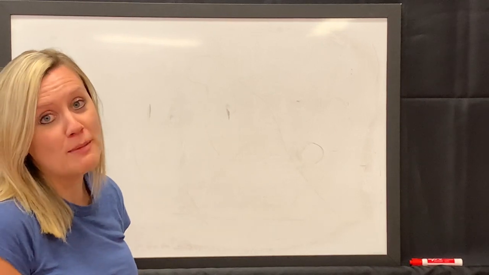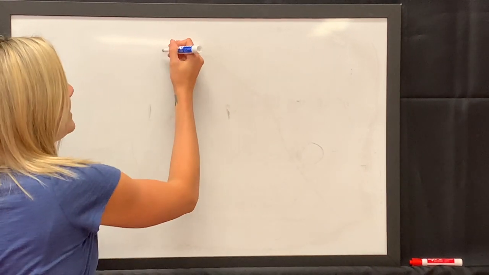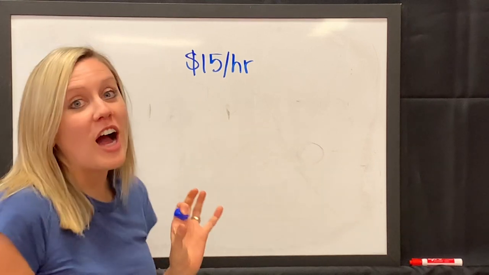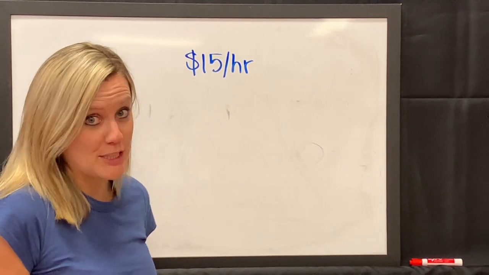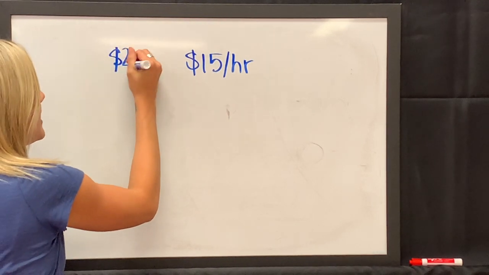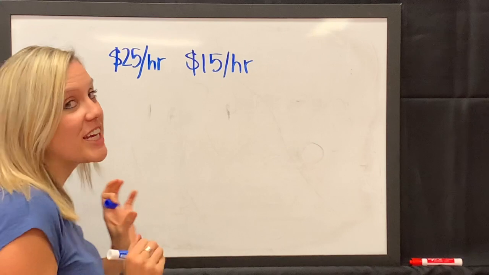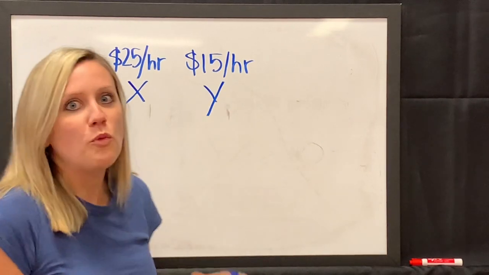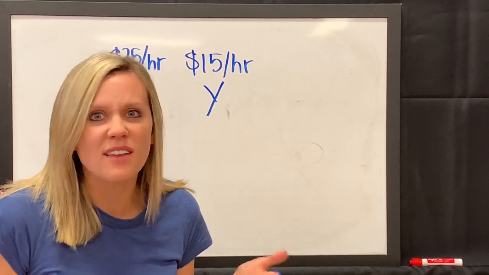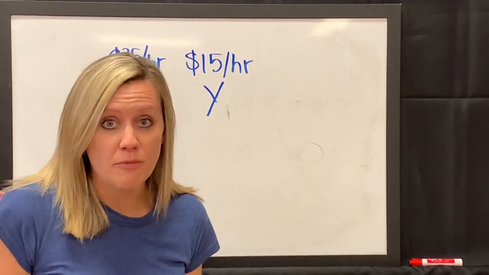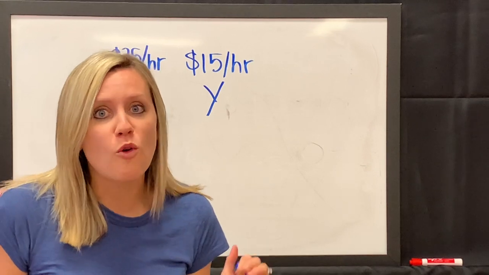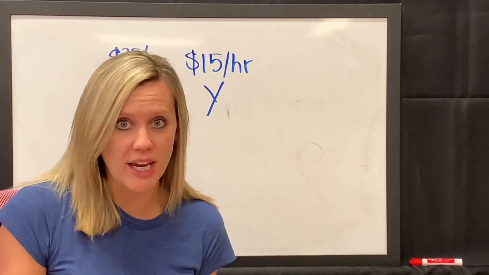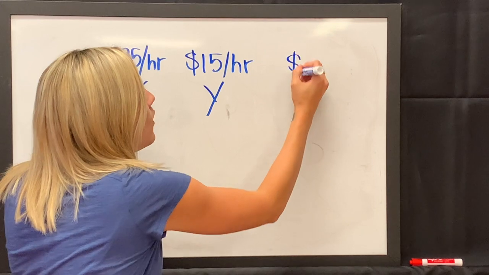So one of her jobs is a dog walker and she makes $15 an hour walking dogs. Her other job is a server for a restaurant, and she makes $25 an hour working at the restaurant. I am going to call this X, and I am going to call this Y, and we're going to figure out how many hours she has to work. Let's just do it per week so she has enough money for all of her bills. So if she needs to make $4,000 a month, let's say she needs to make only $1,000 per week, okay? So our goal is to make $1,000.